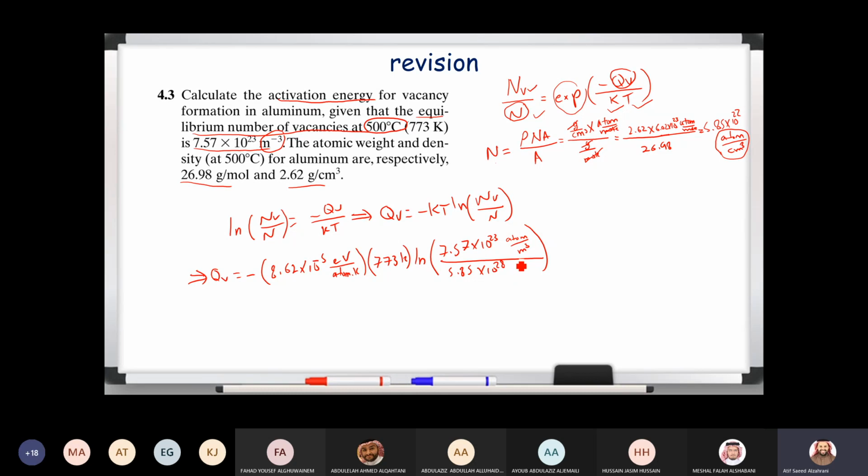So this will be 28 atom per meter cube. Now it makes sense. We have more atoms than vacancies. So basically now if you plug these numbers into your calculator, you'll find the result to be 0.75 electron volt per atom.